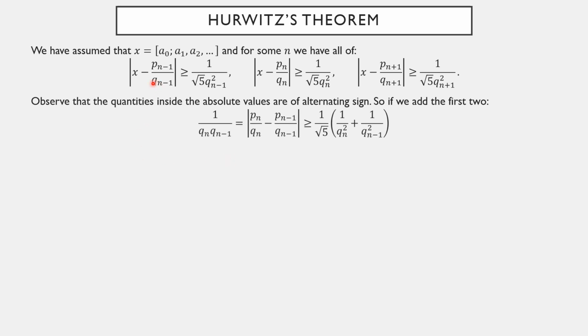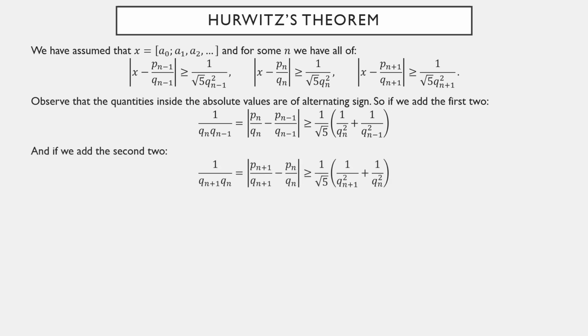So I don't actually know which of these are positive and which are negative, but because they alternate, if I drop the absolute value and add them and then reimpose an absolute value, because maybe these were supposed to be in the opposite order, we'll end up getting rid of the x's and comparing two consecutive convergents to each other. But we know this distance is 1 over the product of their denominators, and on the other side of the inequality sign, you simply get a 1 over root 5 that you can factor out, and then you have the sum of the reciprocals of the squares of the denominators. But you can do the same thing with the second two inequalities to get the same looking thing, but with all our indices shifted up by 1.